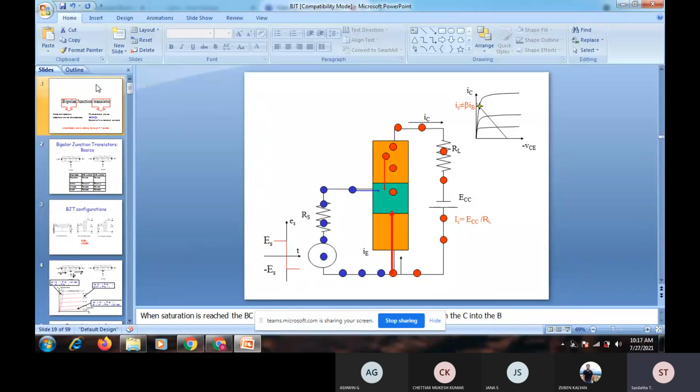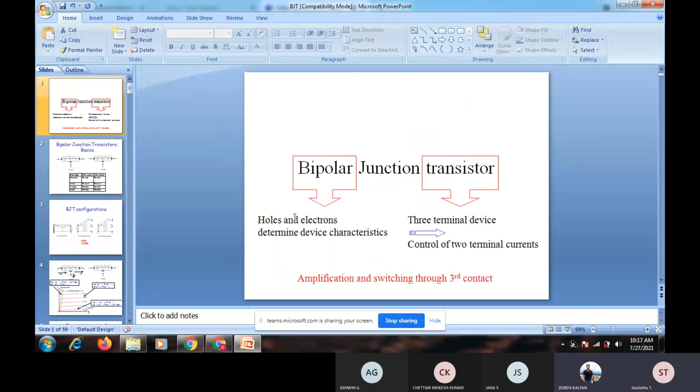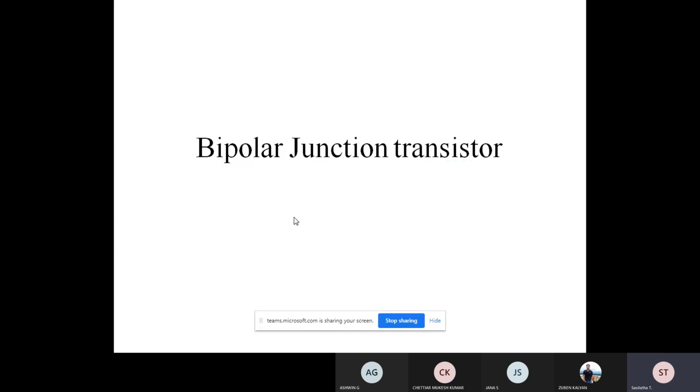Is any screen visible? Yes, ma'am. What is available on your screen? Tell me. Bipolar junction transistor. Bipolar junction transistor. Okay.